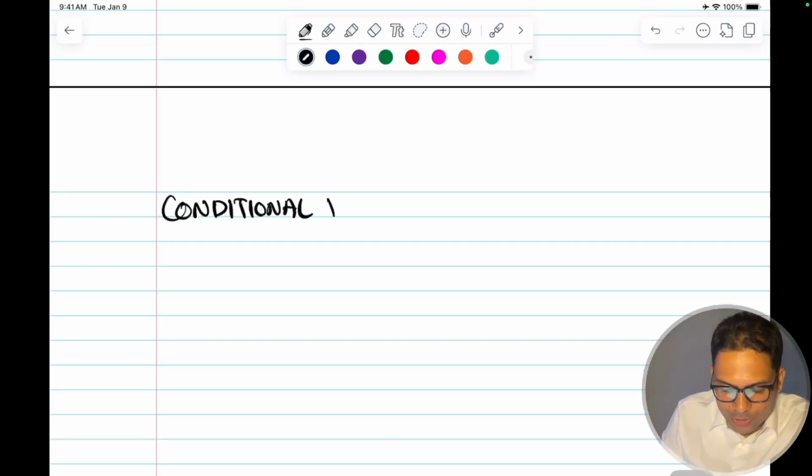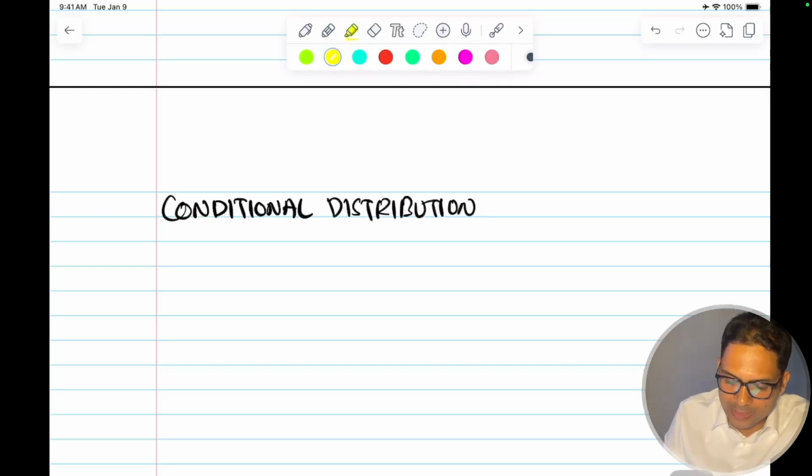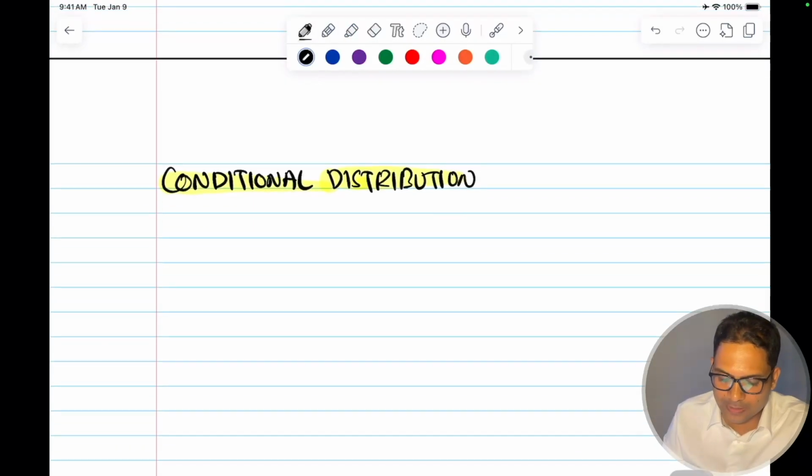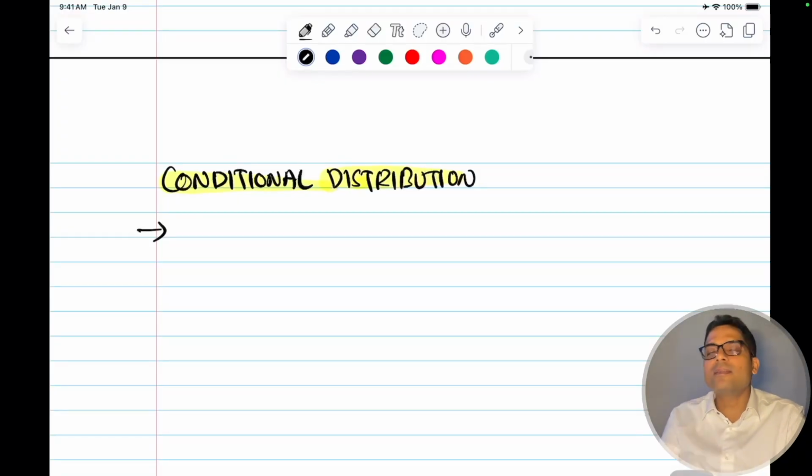What is conditional distribution? We have seen this in the past. Conditional probability distribution. When I say only distribution, I mean probability is implicit. So we know what is conditional, right? It measures the probability of an event occurring given that some other event has already occurred. Okay, this is what it is.